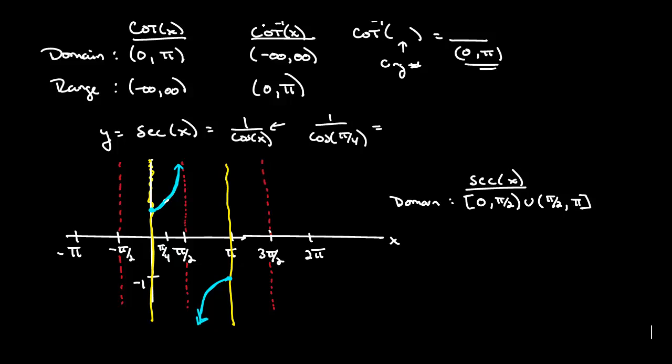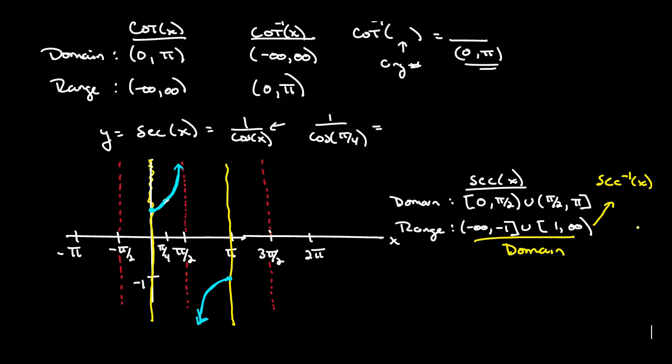Okay. Now the range, the outputs, are from negative infinity to negative 1. We never include infinities because they're not numbers. And then we're going to union that with 1 to infinity. So what this tells us is that this guy, for the arc secant, this is the domain for the arc secant. I don't have enough room to write it over here. And this guy up here, this is the range for the arc secant.